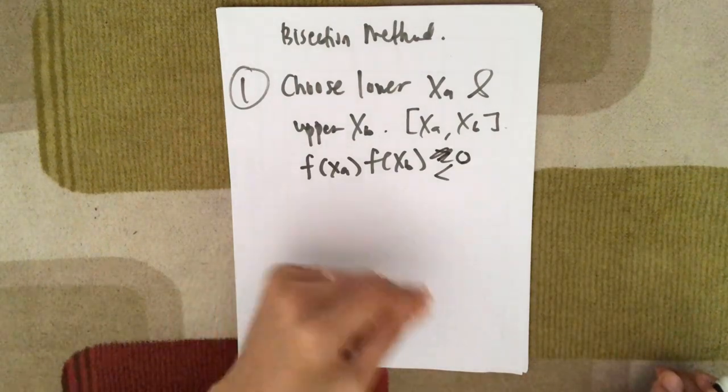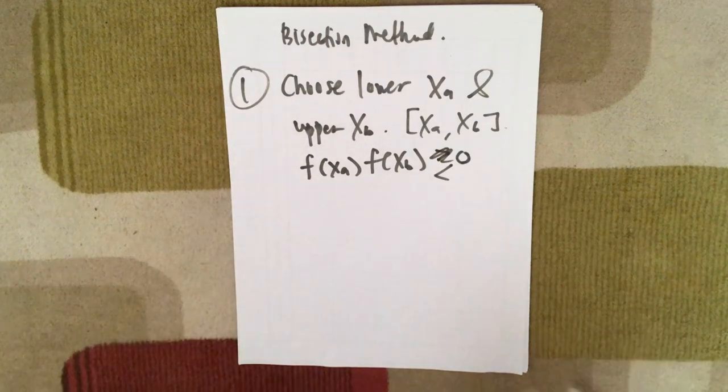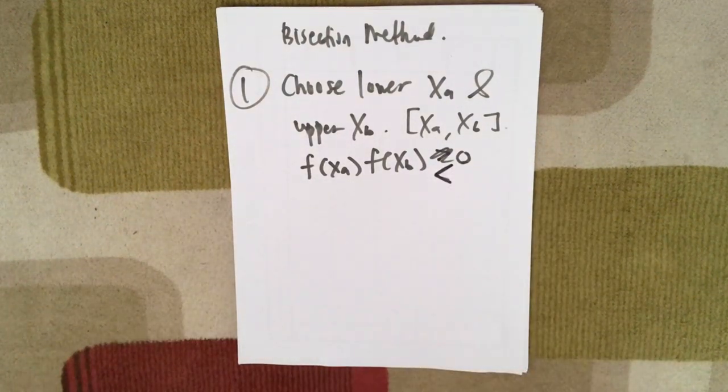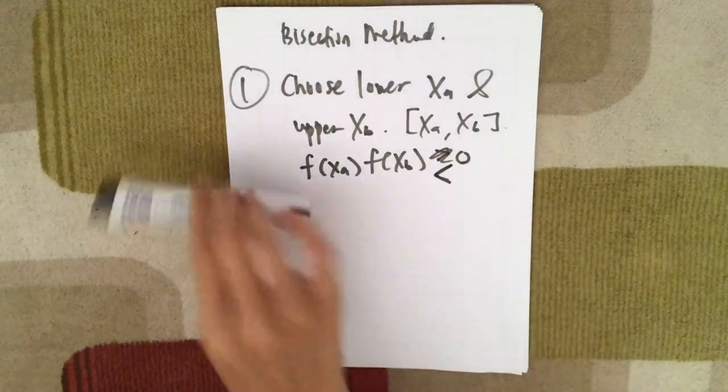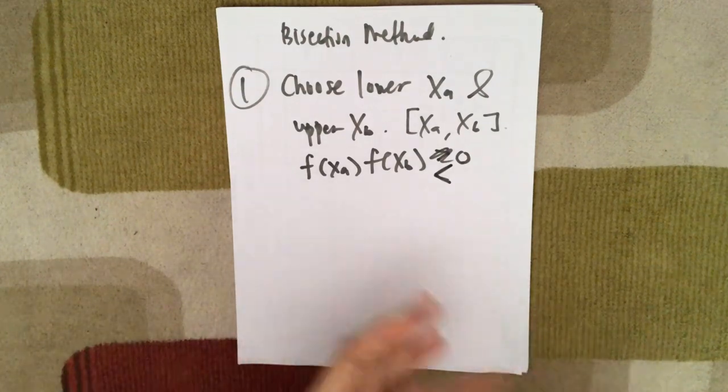Okay, less than maksudnya dia negatif lah. Okay, kalau dia more than 0 maksudnya dia positive value. So you must check, and then it must be less than 0. Then baru you boleh proceed with the second and the next step.